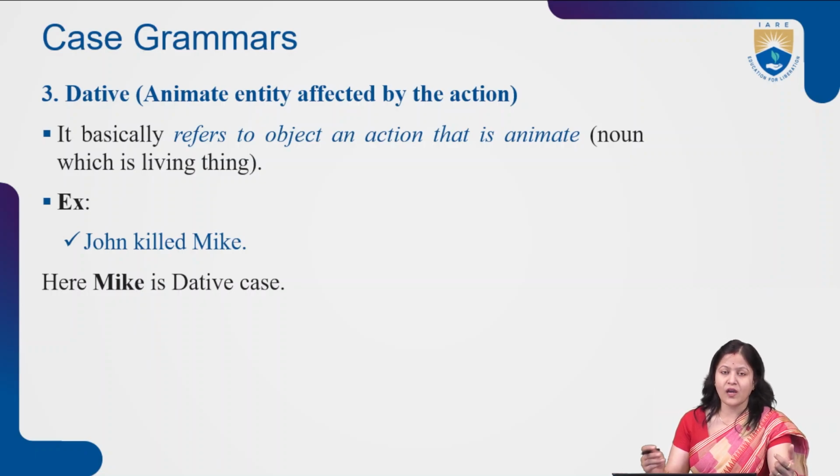So this is the way we can recognize which one is the dative case, which one is the beneficiary case, who is the agent, what is the action. John is the agent, killed is the action case frame, Mike is the dative case.